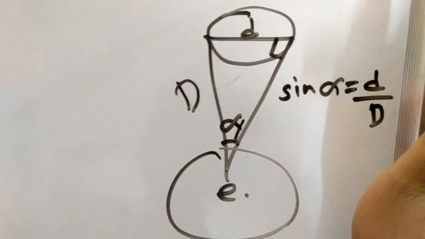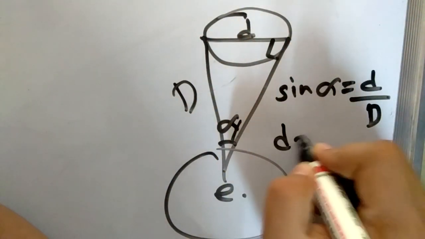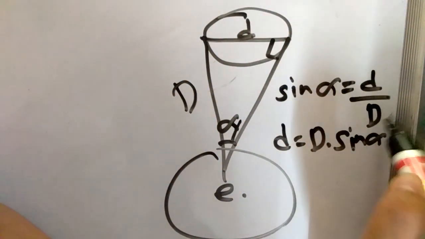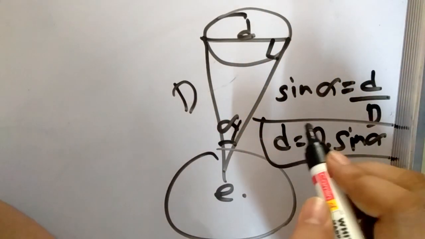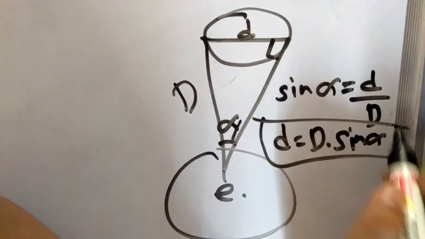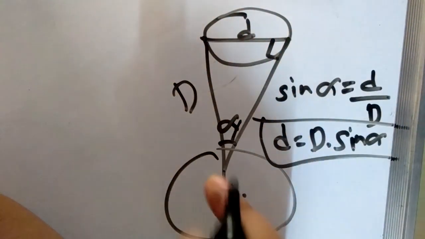So if I want to calculate small d, which is the diameter or size of the planet, I will write d equals D sine alpha. So this is the diameter of that planet, d, in terms of the distance between Earth and that planet, and the angle which the planet subtends at that point on the Earth.